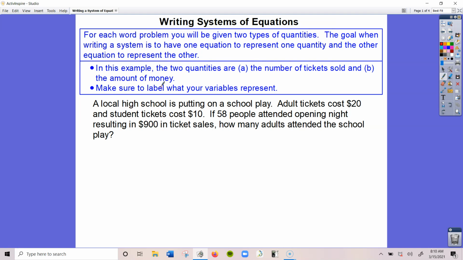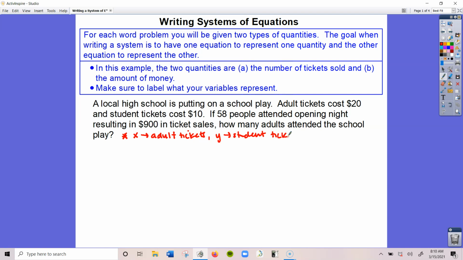So first, we're going to make sure to label what each of these variables are going to represent in our system. So here, what I would do is make my variable X represent the adult tickets that were sold. And then I'm going to make Y equal to the student tickets that were sold.